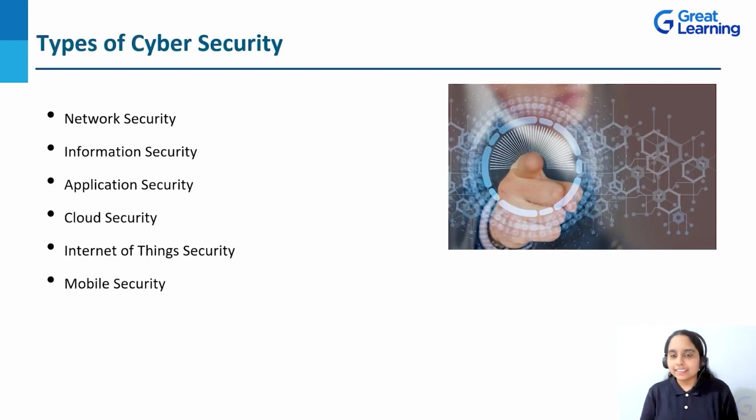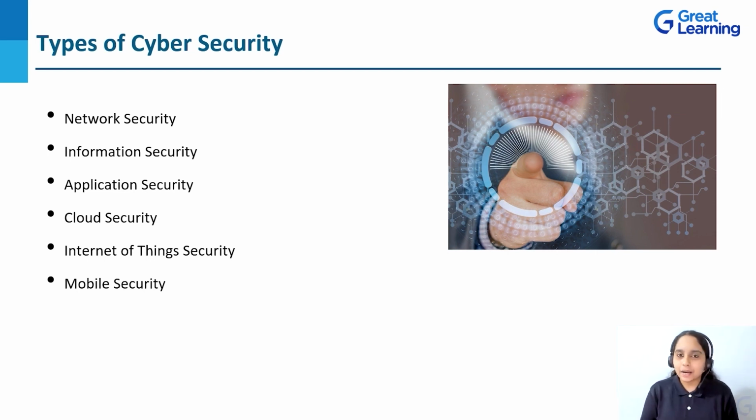Network security. Network security is the process of taking precautionary measures to protect the data from unauthorized access, modification, or destruction. Information security. Information security is also known as InfoSec. It is the process of protecting information from any kind of violations in the form of theft, abuse, or loss.